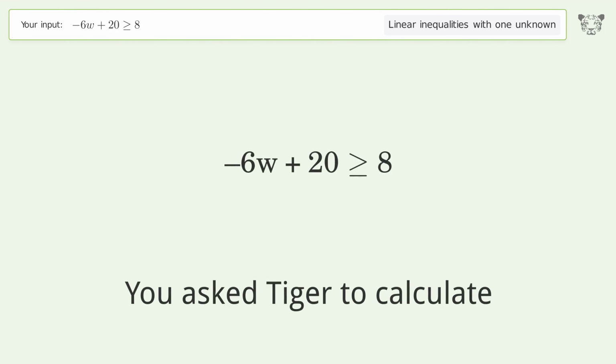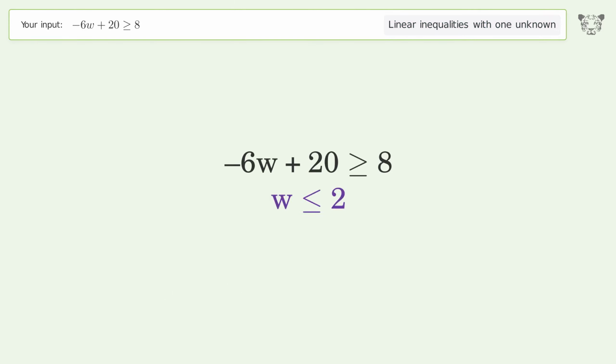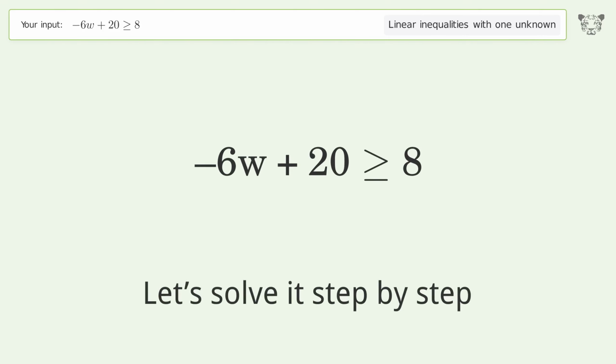You ask Tiger to calculate. The final result is w equal or smaller than 2. Let's solve it step by step.